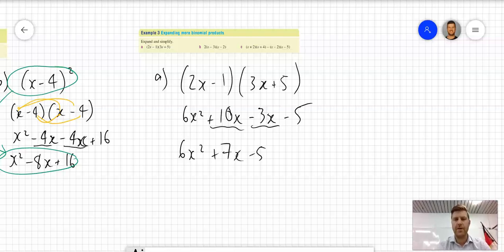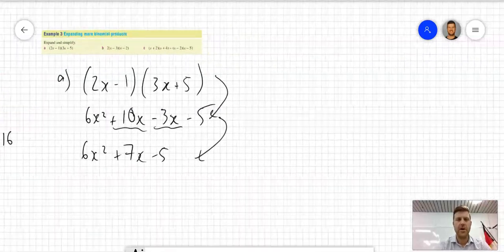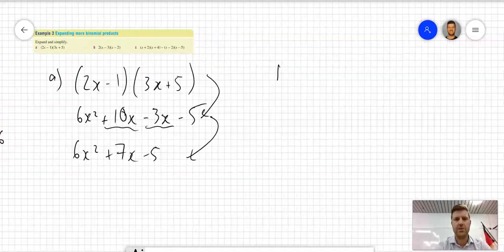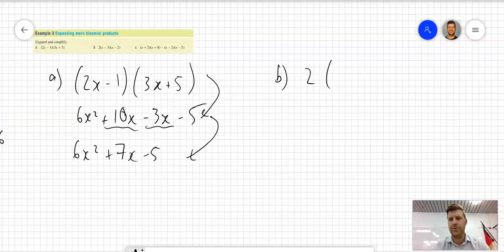Okay, hopefully you followed that there, using the FOIL rule to go from here to here, and then collecting like terms to go from here to here. Alright, second example. This time is a little bit different because when I write this expression, we've kind of got a bit of a combination of the distributive law and the FOIL rule.